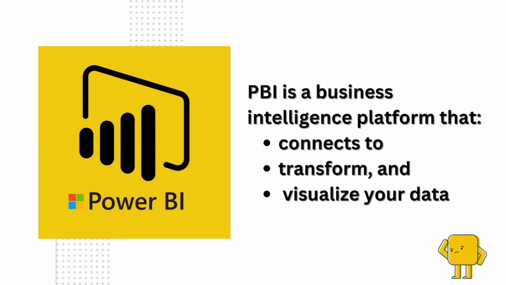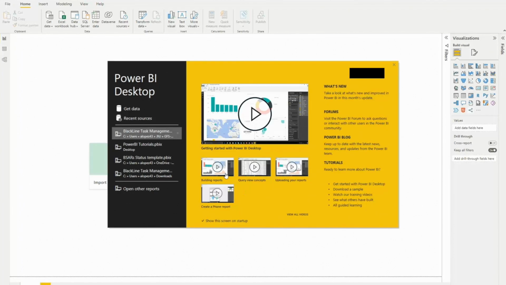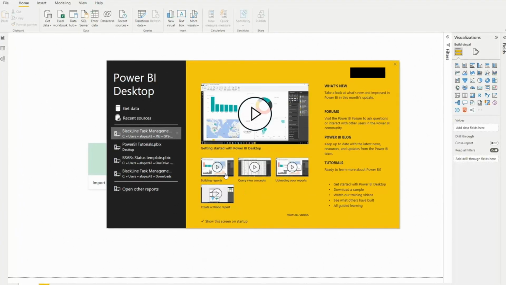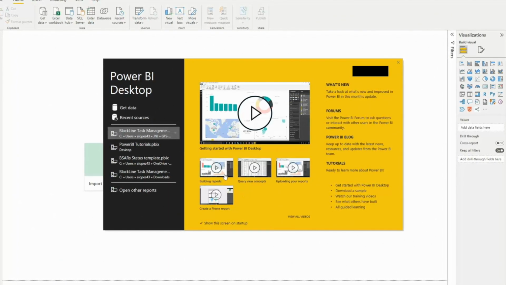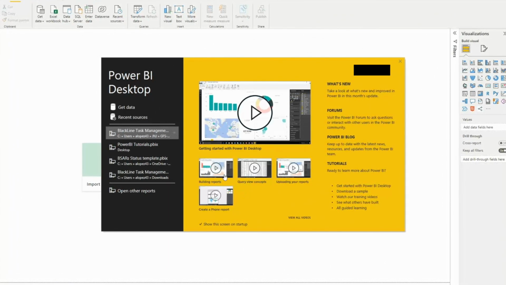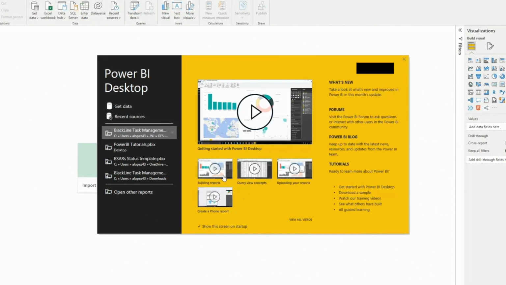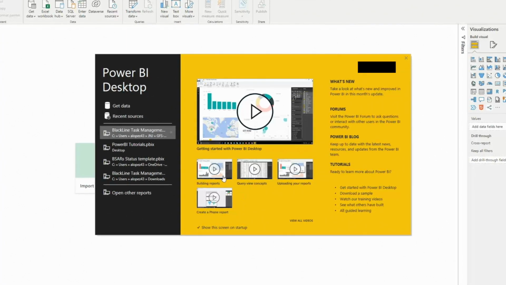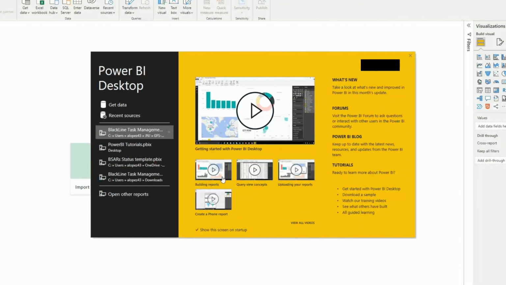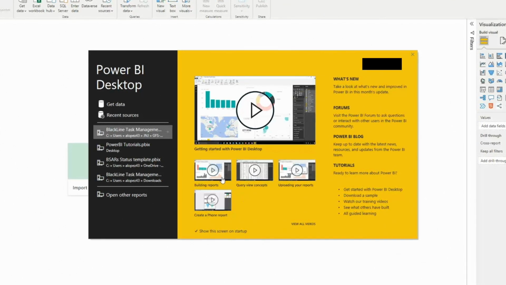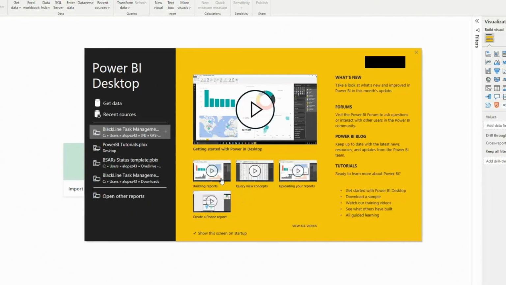Let's get started. So as soon as you open Power BI on your desktop, you will have access to this yellow prompt. This yellow prompt consists of the easy access commands starting from Get Data, Recent Sources, Open Other Reports. We also have here other videos that will help you get started with Power BI and other useful links like what's new in terms of the updates, the forums, the Power BI blog, and other tutorials.